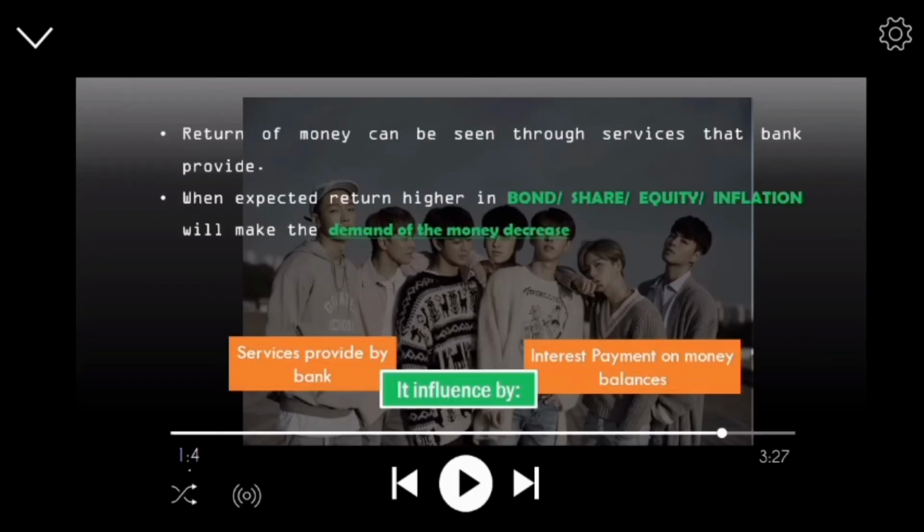Also, the return of money can be seen through services that banks provide. The more money lent, MD will rise in circulation. So when the expected return is higher in bonds, shares, equity, inflation, the demand for money will decrease. So it is influenced by two factors. First, services provided by the bank. Second, interest payment on money balance.